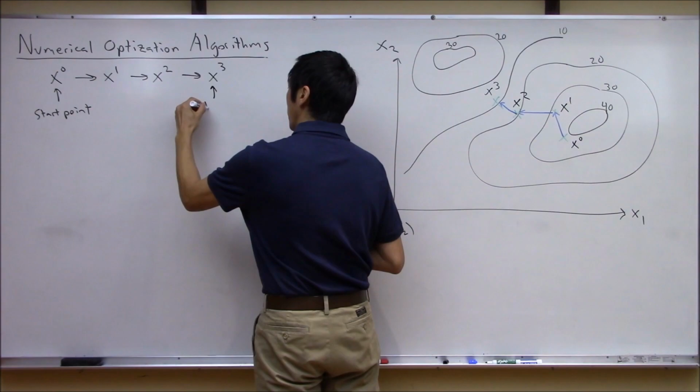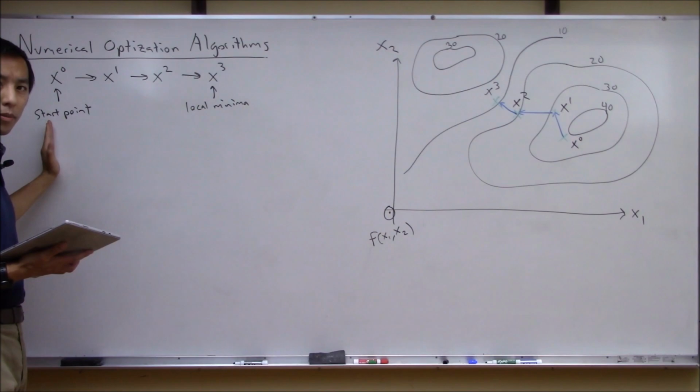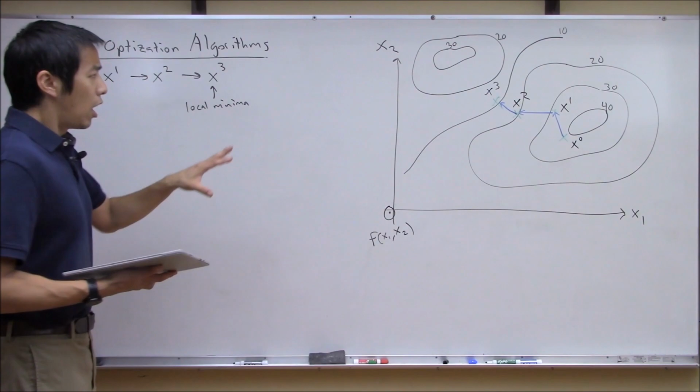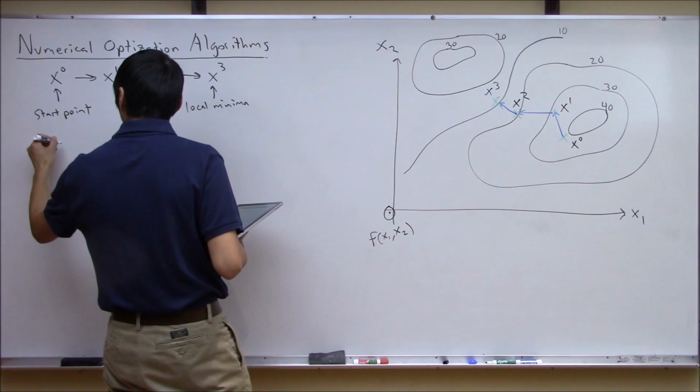So all you're doing with these numerical optimization algorithms is starting from some arbitrary start point, and then moving through the space and hopefully trying to get better and better as you move along until you reach a local minima, right? This process we can describe with a very simple algorithm. We can say the next point, xk plus 1, is where we're going to move to.